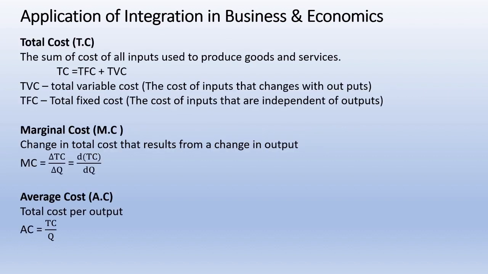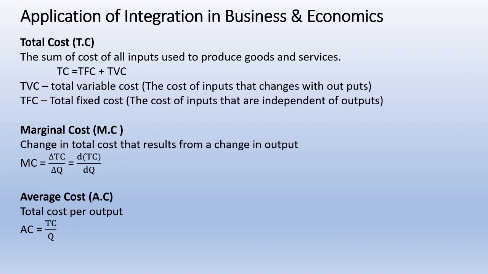Total cost TC is equal to the sum of cost of all inputs used to produce goods and services. TC is equal to TFC plus TVC. TVC, total variable cost, that is the cost of inputs that changes with outputs. TFC, total fixed cost, the cost of inputs that are independent of outputs.